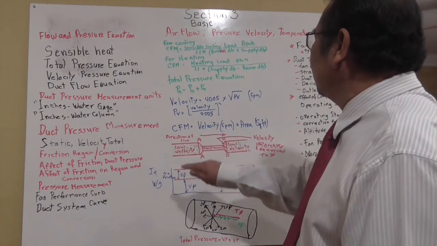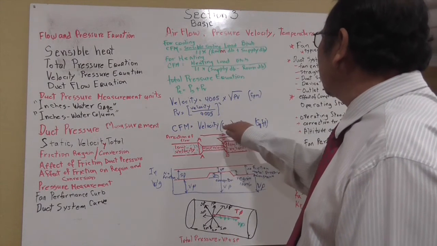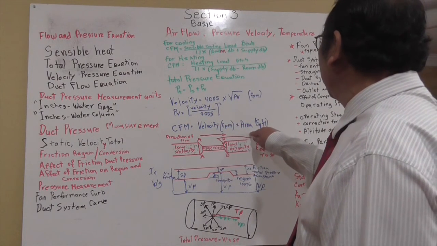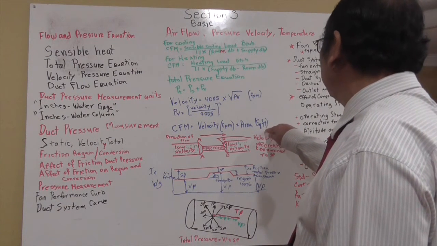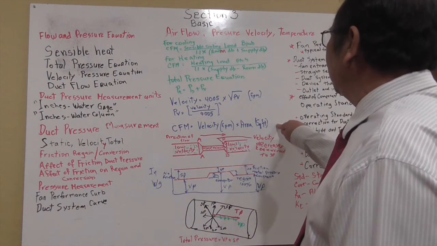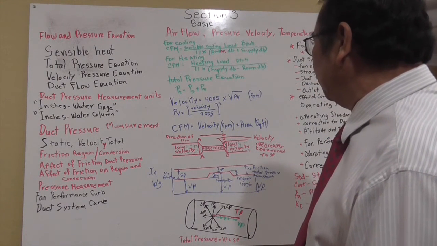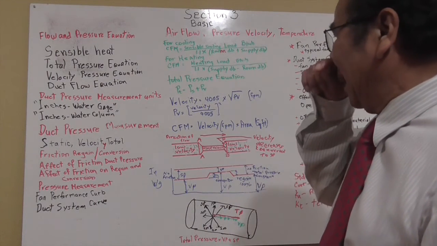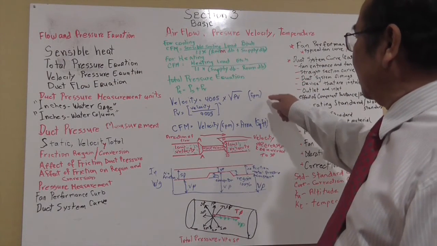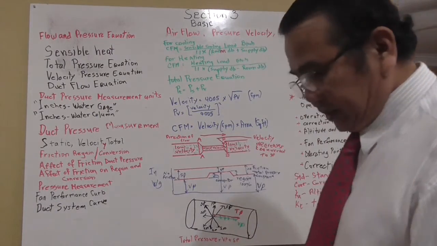And then to get the CFM, cubic feet per minute, it equals velocity in feet per minute times area in square feet, and then you have CFM. It has to be cubic feet per minute. Okay. So we discussed how you're gonna take the readings on this one right here.